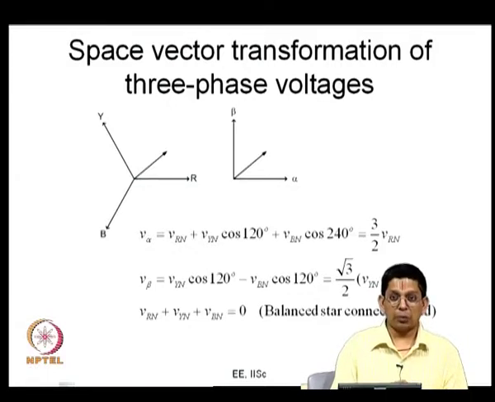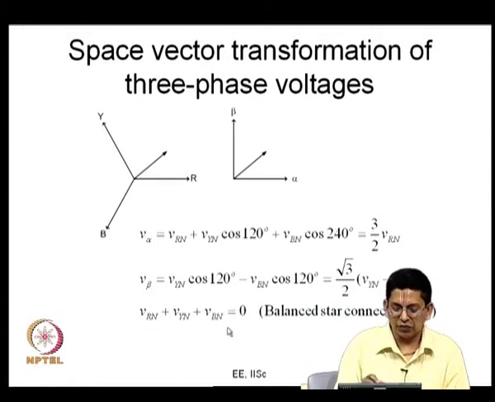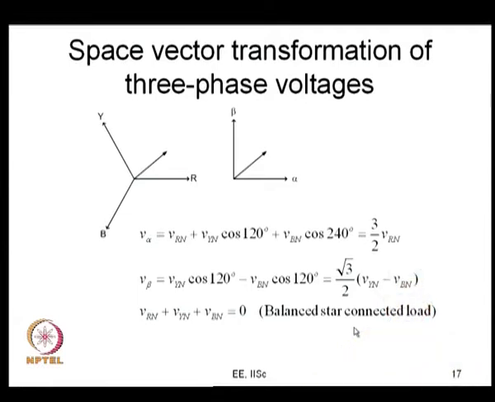So, what is applicable for 3 phase currents? Now, we are looking at 3 phase voltages. So, you can also extend this idea to 3 phase voltage, where also you have the same condition V r n plus V y n plus V b n is equal to 0 if you are considering a balanced star connected load. That is, I am considering a star connected load.